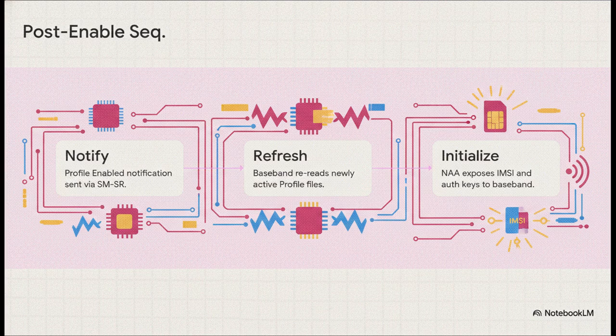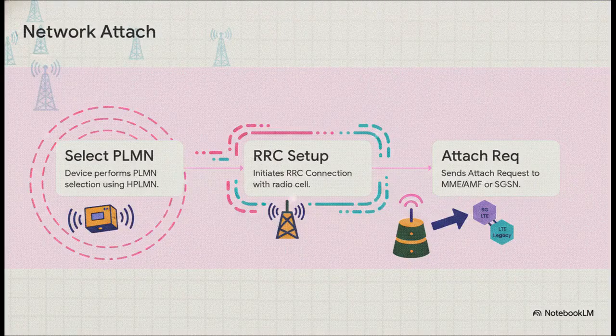The eUICC literally sends a command to the device's baseband processor, forcing it to clear its memory and reread the file system. It's essentially telling the machine's cellular brain to wake up and look at its new identity files. Then, the network access application initializes, finally exposing the new IMSI, which is the subscriber identity, and the highly secret authentication keys to the baseband. Let's move ahead and see how this builds.